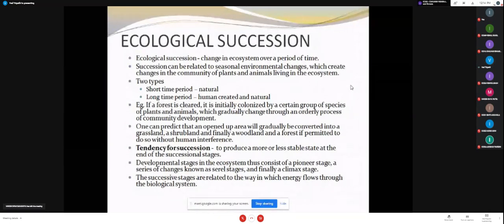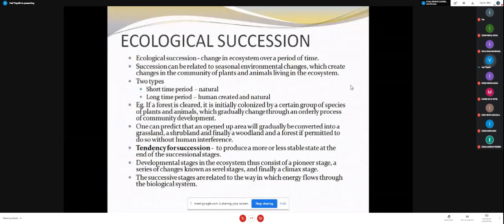Okay, the tendency for succession to produce a more or less stable state at the end of each successional stage. So there are three stages. First is known as the pioneer stage, that is the initial stage of the change. Then there is a series of changes, known as the serial stages. And then the final climax stage.